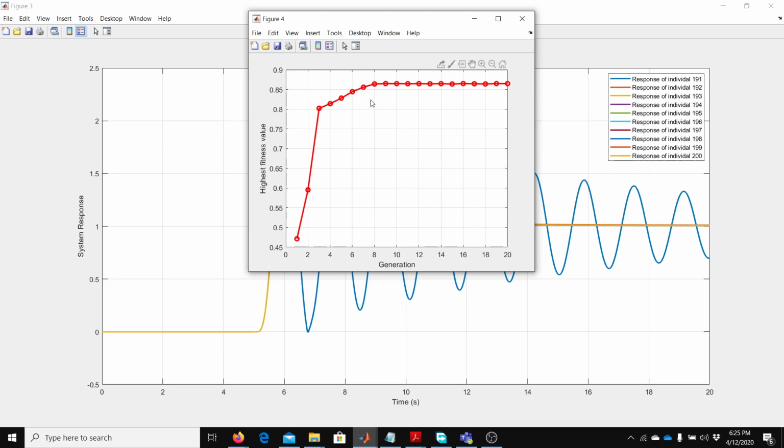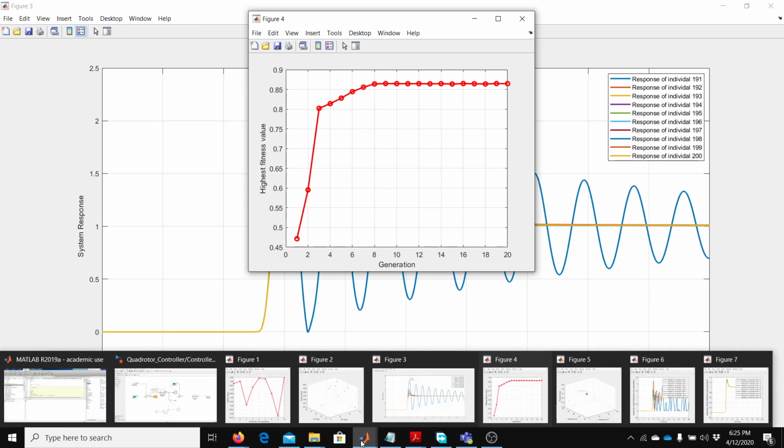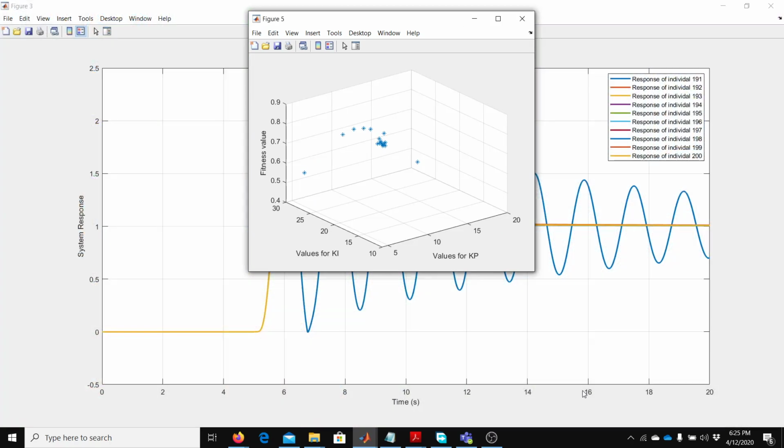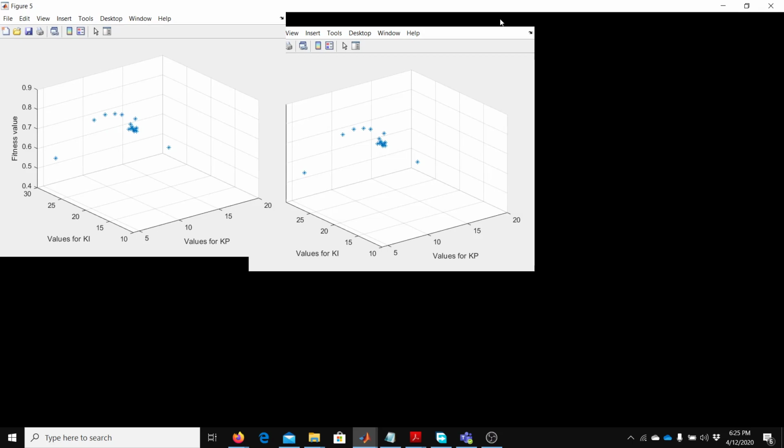And again, this is more or less supervised learning because we know how we need to mold our system in order to get a very good value of KP and KI. But still, it took us at least 9 generations to reach a very good value of KP and KI with respect to the fitness value that we have.